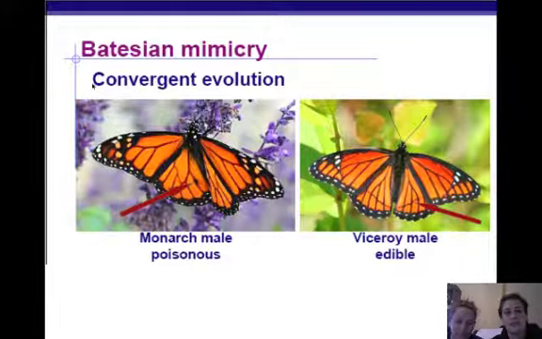Now this does develop from convergent evolution, meaning they came from separate ancestors, but did converge to where they do look alike. This is a monarch male butterfly. Now, these are poisonous. This is a viceroy male, and it's edible, so different birds and things do eat these. They try to stay away from the monarch because it is poisonous, and it's identified by its little spot. And the viceroy, you could see, has a line instead of a spot.